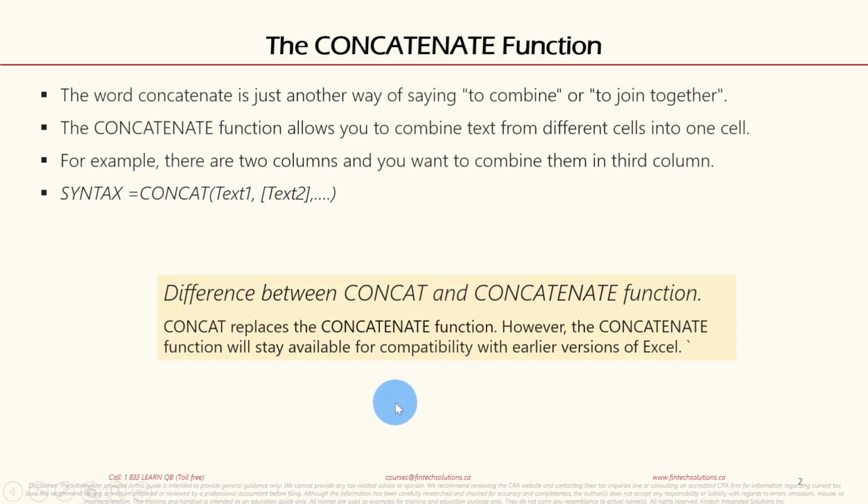Now there are two functions for that. One is called CONCAT and the other is CONCATENATE. The difference between them: CONCAT replaces the CONCATENATE function. However, the CONCATENATE function will still stay available for compatibility with earlier versions of Excel. So they both are the same and they both do the same function. All right, let's see it in action live when we go to Excel, and I'll demonstrate how we can use this particular function.